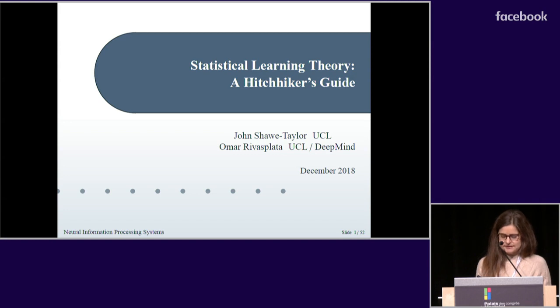Rivasplata. I guess Shawe-Taylor doesn't really need an introduction, but I'll quickly introduce him regardless. He's a professor and the director for the Center of Computational Statistics and Machine Learning at University College London. He has been doing research on a wide range of topics, starting from graph theory, cryptography, work on neural networks, but I guess he's most well known for work on kernel methods and support vector machines. He has published over 300 research papers and 2 books on support vector machines and kernel methods. He's also been very influential in fostering and bringing together the research community in Europe on machine learning.